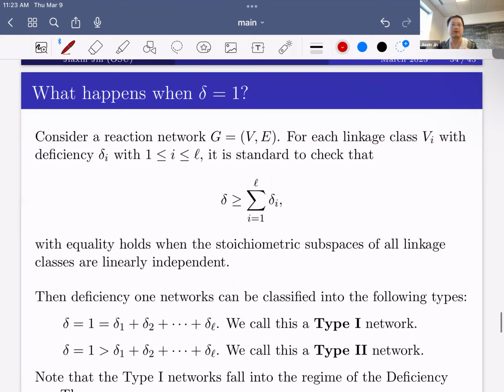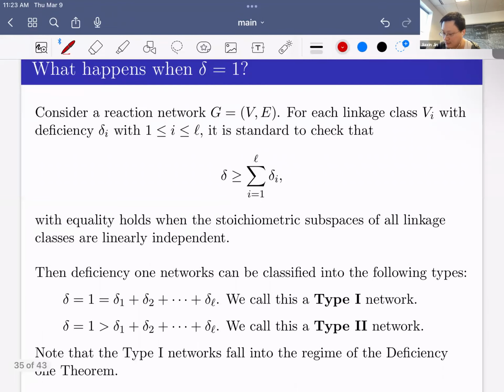And the difference between WR1 and WR0 is that now it could be possible that the whole deficiency is not equal to the sum of the subdeficiencies. And here, if the whole deficiency 1 is equal to the sum of the subdeficiencies, we call it a type 1 network. It is exactly qualified for the application of the deficiency 1 theorem. And if the deficiency is bigger than the sum of the subdeficiencies, we call it a type 2 network. It is not qualified, but still we can say something about the multistationarity on this type 2 network.